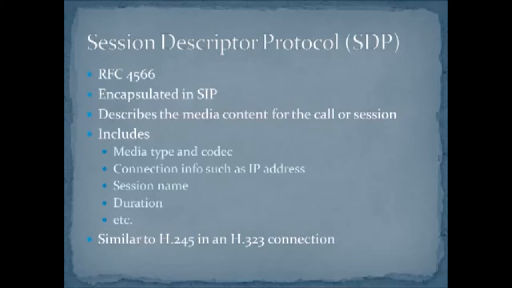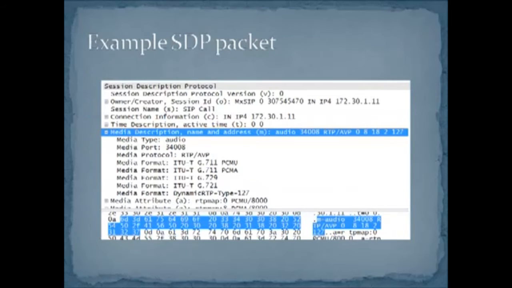Now, for those of you that are familiar with H.323, those types of calls start with H.225 to set up the call, and that's where SIP comes in. But to give us the information about the session itself, H.323 uses H.245, and that's kind of the place that SDP fits for SIP. So here's an example SDP packet. You can see there's an awful lot of information about the codec there, but there's also the IP address that we're using.